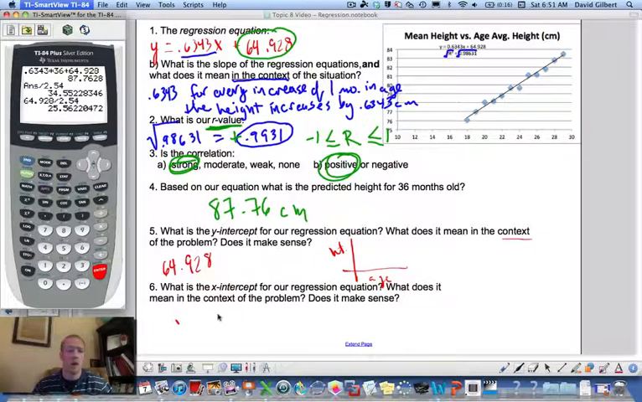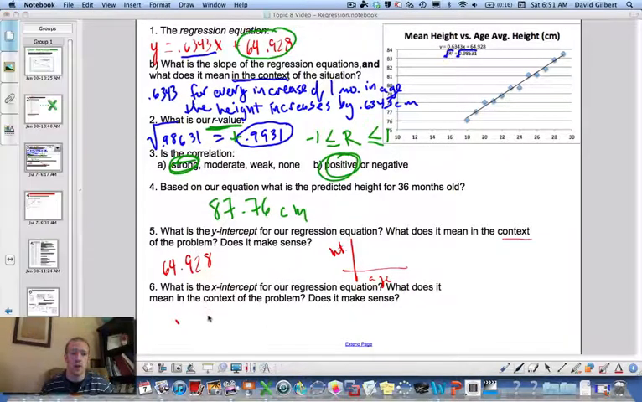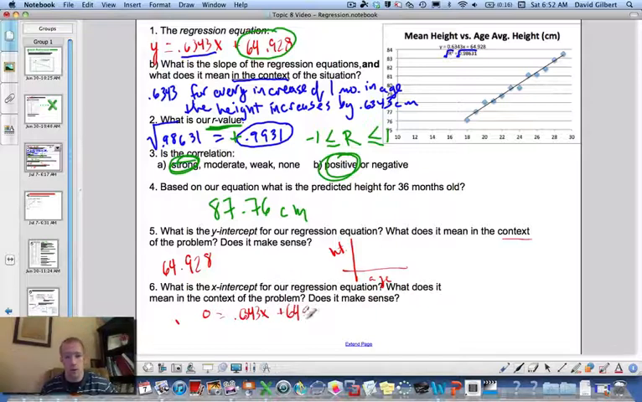What is the x-intercept? So what you would do here is take your equation. The x-intercept is when your height is 0, so that's when the y value is 0, so you just plug in 0 for y. And that equals this. Then I subtract this from each side. I'm being a little lazy here because I'm running out of room and time. I don't want to waste yours or mine. So we got negative 64.928 equals 0.64343 x. So divide both sides by that.